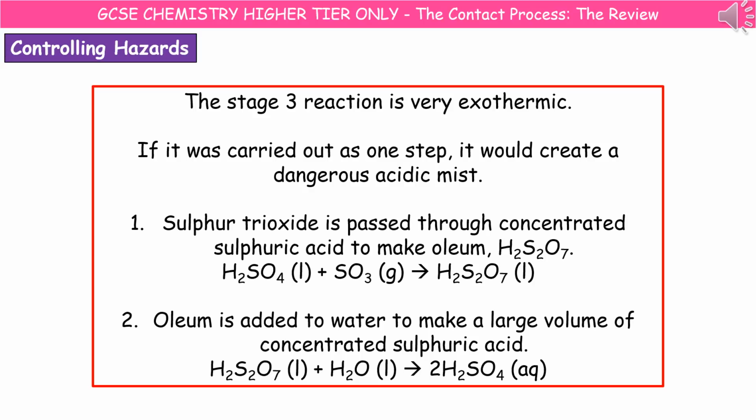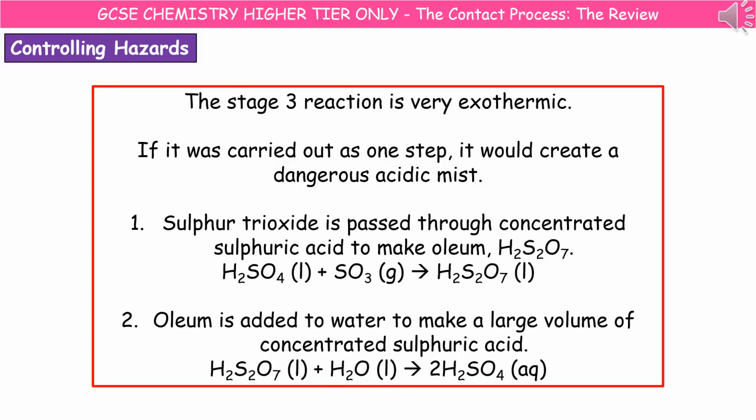So in order to reduce the risks here, what we actually do is we split that into a 2-step process. So the sulfur trioxide is passed through concentrated sulfuric acid first of all to make a chemical called oleum, and then the oleum is added to water to make a large volume of the concentrated sulfuric acid. The whole idea behind that is that it then avoids that problem of the very exothermic reaction leading to an acidic mist.